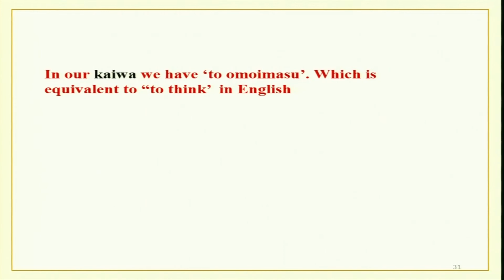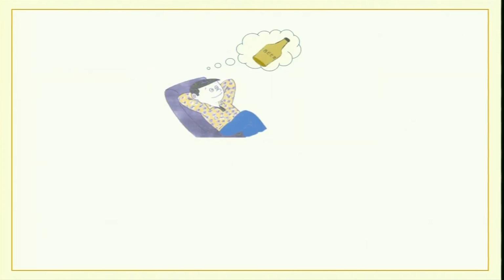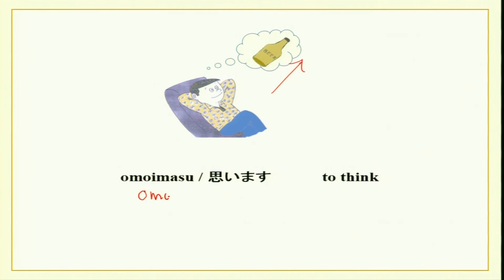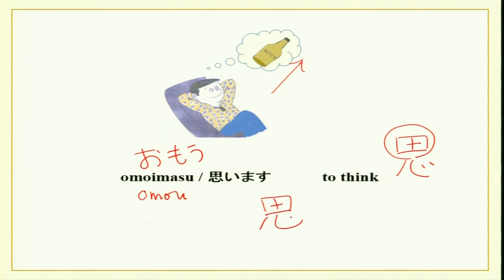Now, in our kaiwa we also had omoimasu, which is equivalent to think in English. How is that used? You can see over here Tanaka-san thinking about beer. So, planning to have beer, to think, and the verb is omou. The kanji is very simple. This is field and this is kokoro you did just now. So, when you join the two, it is this, omou.